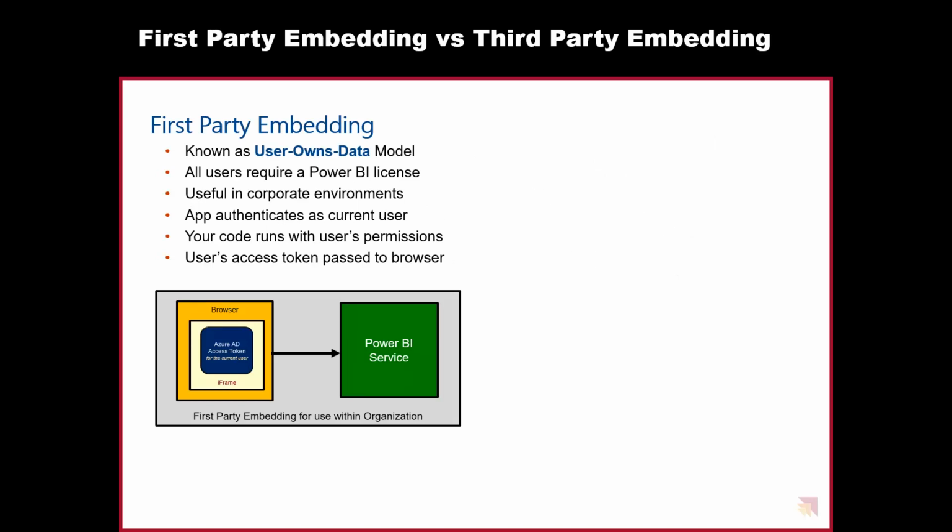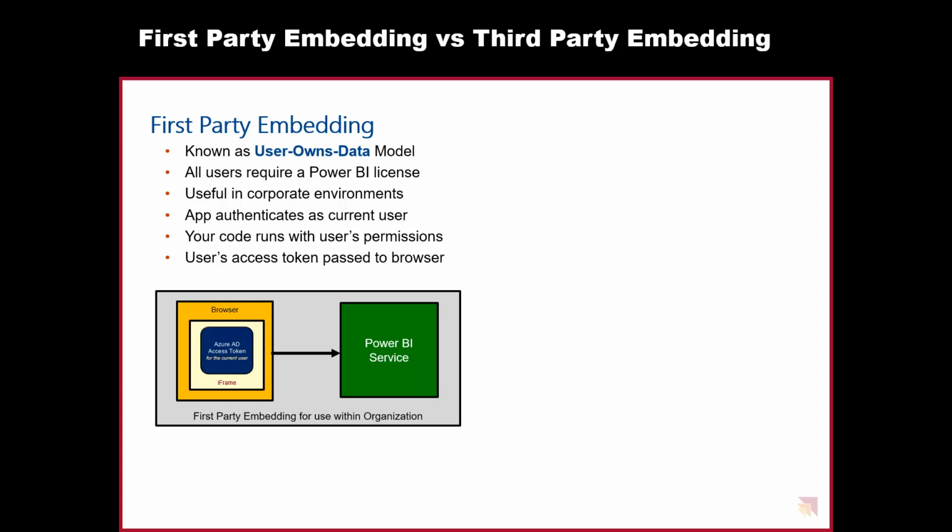When you create a new project that you're developing with Power BI Embedding, you have to choose between first-party embedding and third-party embedding. First-party embedding is what Microsoft refers to as the user-owns data model. All users require a Power BI license. Whether that's the Power BI Pro license or the free license depends on whether your content, your dashboards and reports are inside of a dedicated capacity or not. But the idea is that as your code interacts with the Power BI service, it does so with an access token created for the current user. And that access token created by Azure AD is what we pass back to the browser.